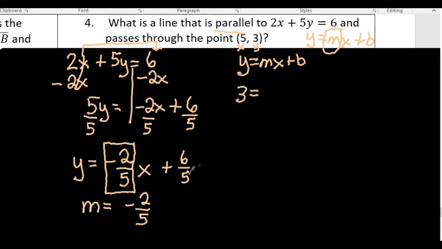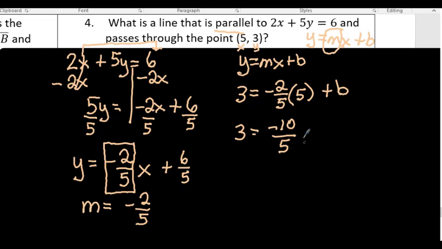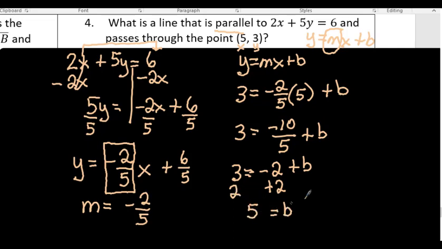So 3 is my y. I know my m is -2/5. I know my x is 5. And then that would be plus b. So we're solving for b again, right? So this is 3, -2 times 5, -10 over 5 plus b. Can divide that out. 3 equals -10 divided by 5 is -2 plus b. Add 2 to both sides, and b equals 5. Okay, so we have all that.